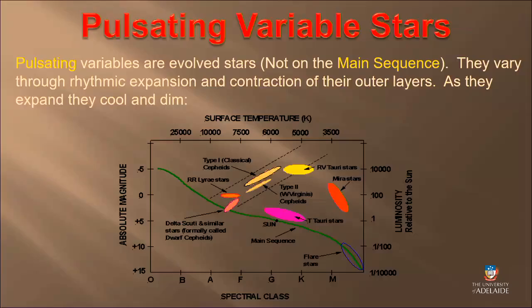If you have a look at the HR diagram here, the green line is the main sequence, which most stars sit on. There's the sun there. When a star leaves the main sequence and runs out of hydrogen, many of these become variable stars. And you can see the various groups of pulsating variables and where they live on the HR diagram. We'll go into these in a little bit more detail momentarily.